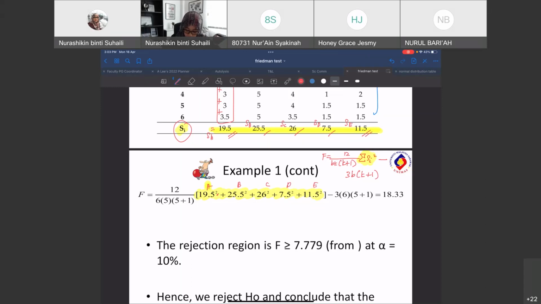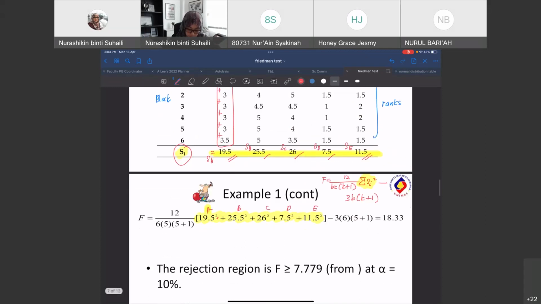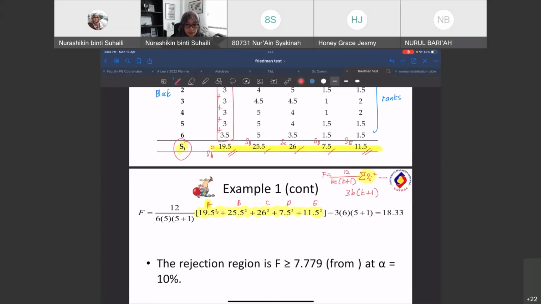And 12 is 12. B is 6. Remember just now, the block? There are 6 blocks. So B is 6. K, there are 5 K, right? The treatments. So you substitute this into the expression. And the last part here is 3B, 6, K is 5 plus 1. Okay, so be careful with the brackets so that you don't miscalculate. Okay, so once you have solved this, the value of F is given as 18.33. So that is the F value.